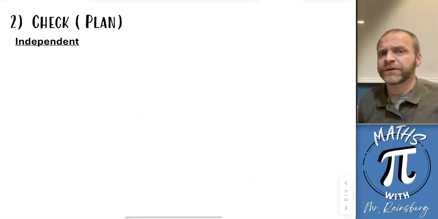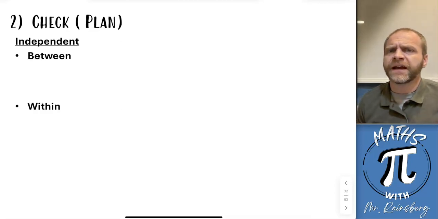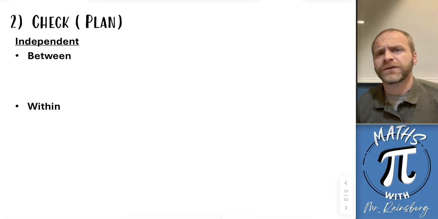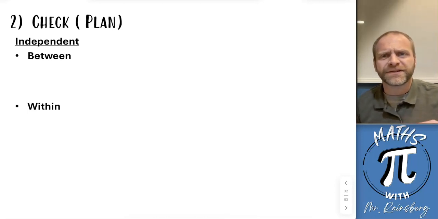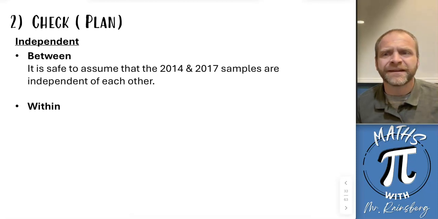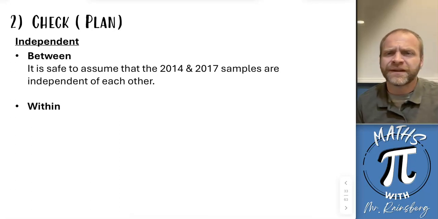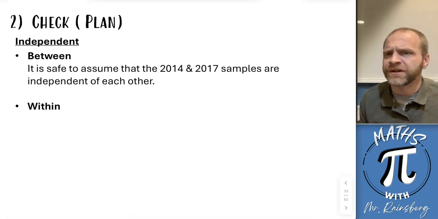The thing that's different when you have two samples is they need to be independent both between and within. And so the between is the new part. I can't take and analyze from two populations that are going to affect each other. They have to be separate populations. And so we have to make a statement. It is safe to assume that the number of cochea plants that are affected by glyphosate in 2014 and 2017, that those samples are independent of each other.